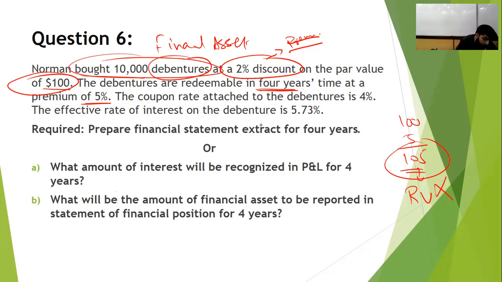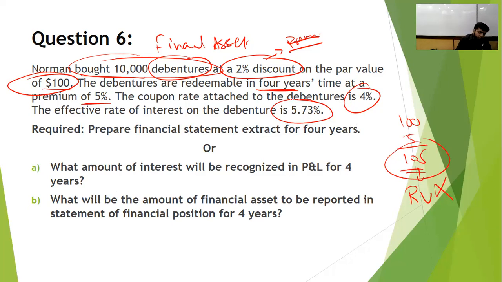So let's move on. The coupon rate attached to the debenture is 4%. Now 4% is the coupon rate and the effective rate of interest is 5.73%. It means, as I told you, in this question you will have two interest rates, that is the coupon rate and the effective rate.